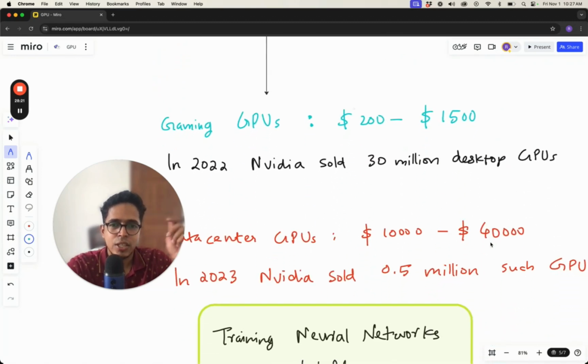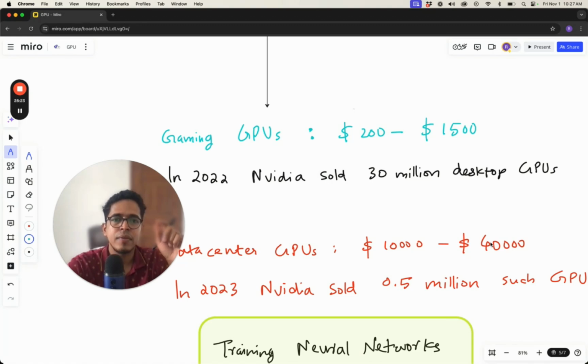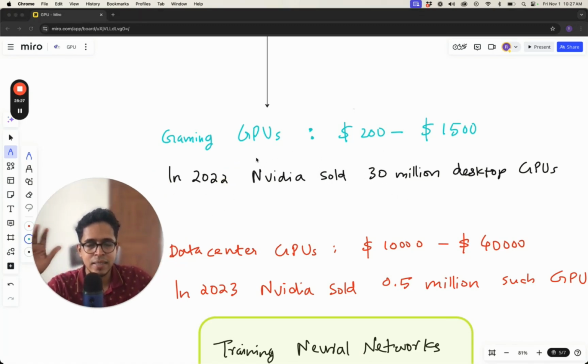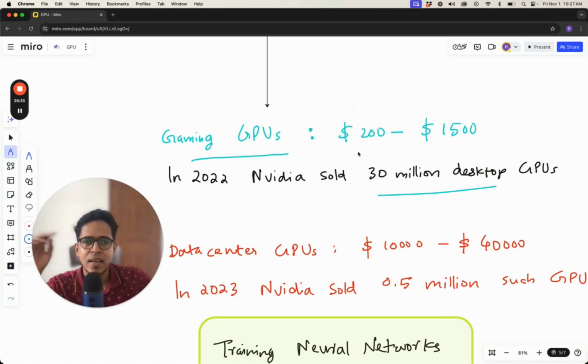And in 2022, right, NVIDIA sold this. So it has two types of GPUs clearly. One is these gaming GPUs, graphics cards, right? It sold around 30 million of those desktop GPUs. These are primarily meant for gaming, not very expensive, $200 to $1,500. So it's like what, 16,000 rupees to maybe 1.5 lakhs, something around that.